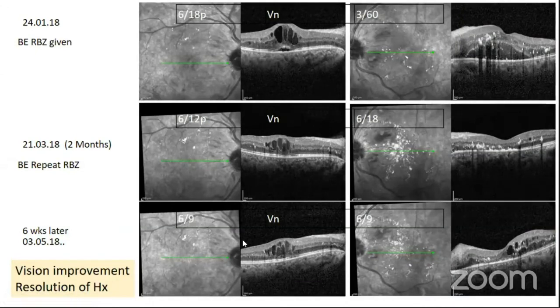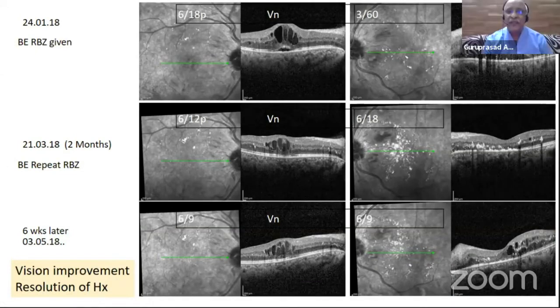What I want you to see here is that the hard exudates that had accumulated in the foveal center after the first injection actually got less after the second injection. I mean not totally disappeared, but definitely reduced, and there's a lot of visual improvement after 2 injections of ranibizumab.